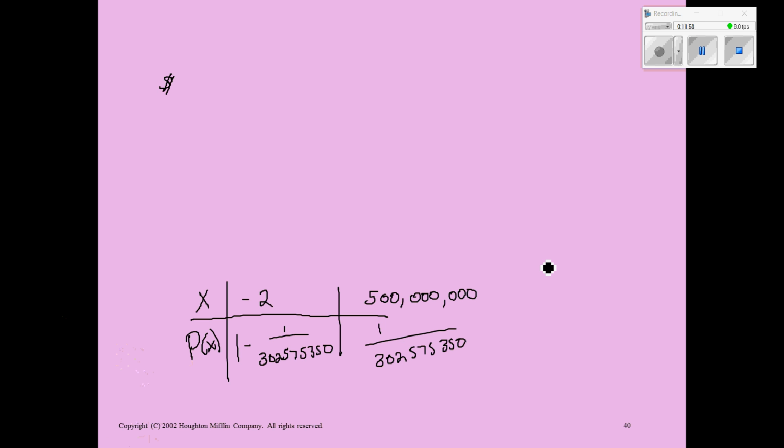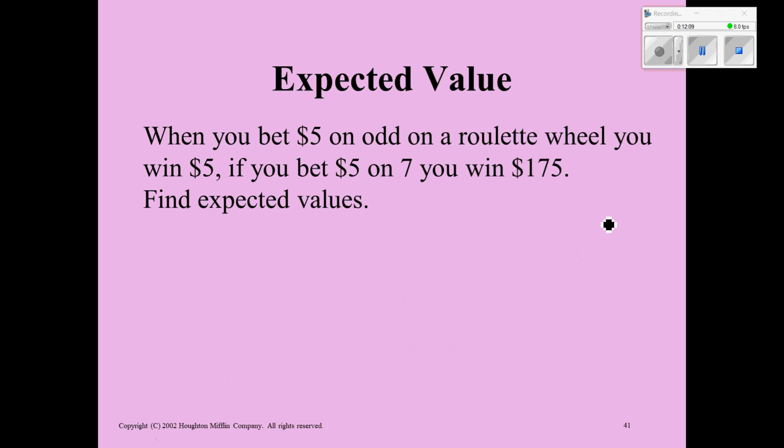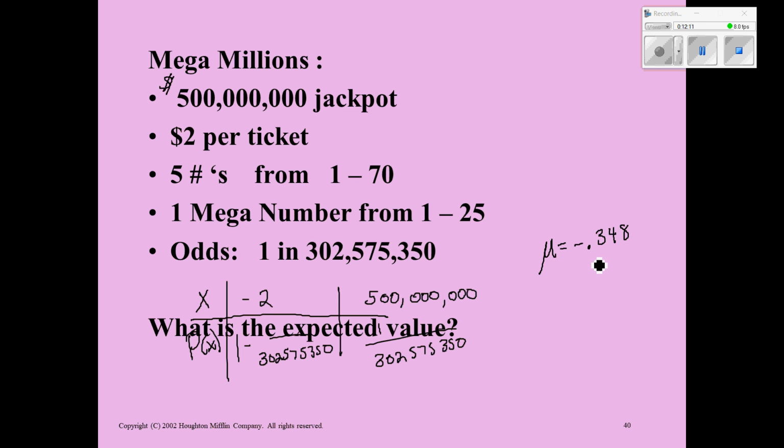So we got our mu to be -0.348. So you can see in this example, our expected value is negative. We expect to lose money.